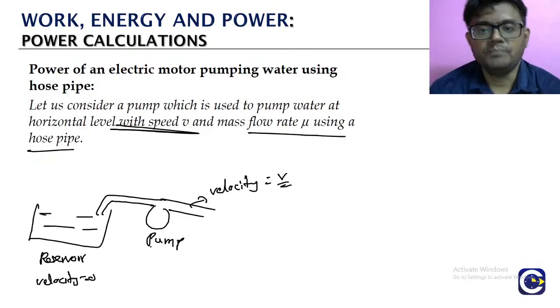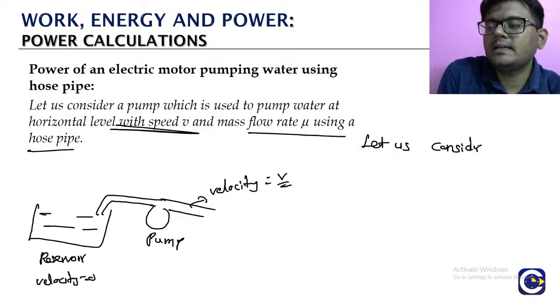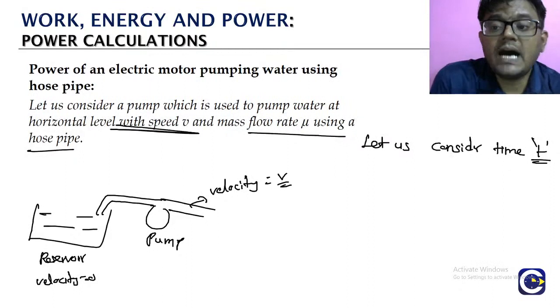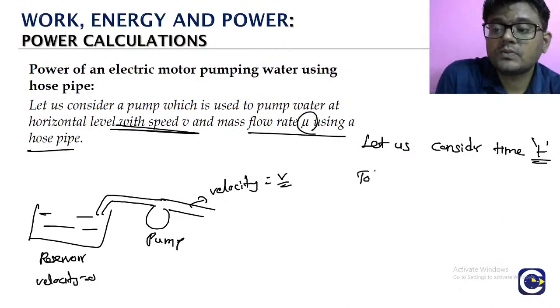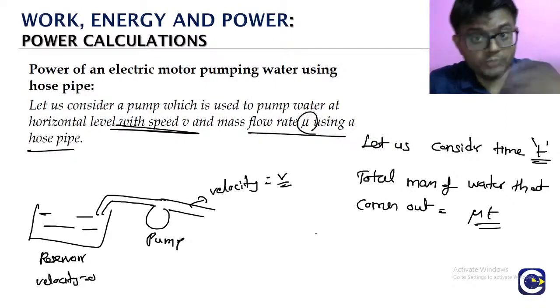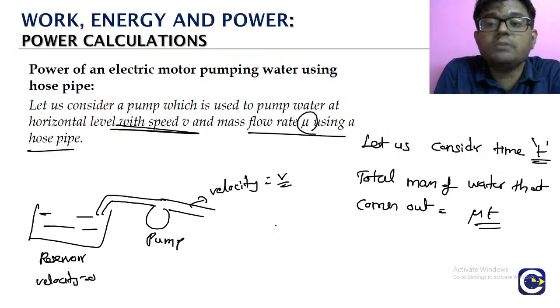What is the mass flow rate? Mu. So again, let us consider that we are using the pump for a time t. If the mass flow rate is mu, the total mass of water that comes out will be the mass flow rate mu into the time. So the mass that is coming out of that pump is mu into t.